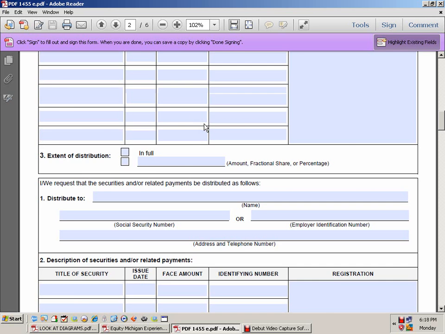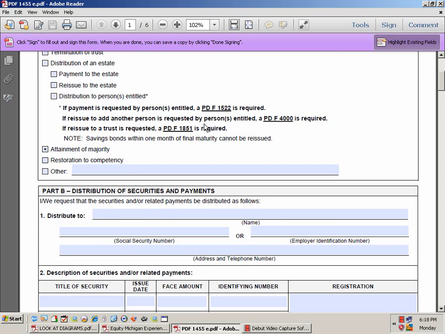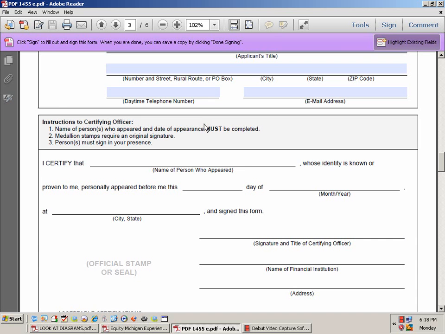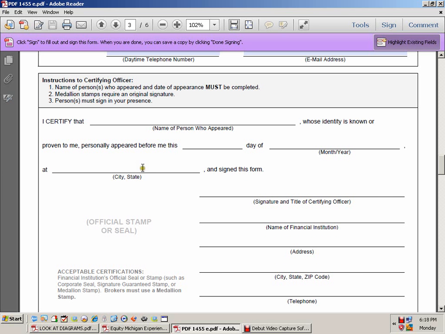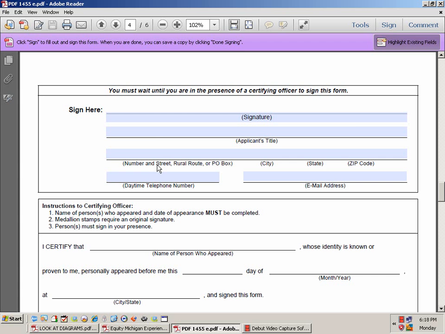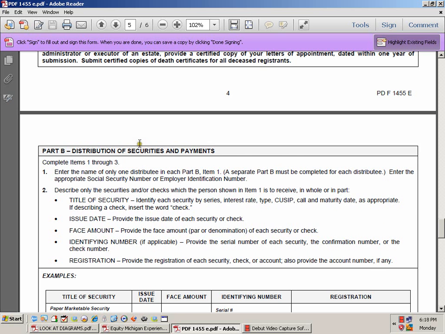What do we have up here? Let me look again real quick. Yep, distribute to, okay. So that's all there really was, just that and that. And now this page here, and here, this is pretty official looking. I certify that, name of the person who appeared, whose identity is known to me, so this is what the notary is going to do, right? That's a pretty professional looking notary statement. And then this is another one. There may be more than one notary, so they have more than one piece of paper. But it said only one had to do it.